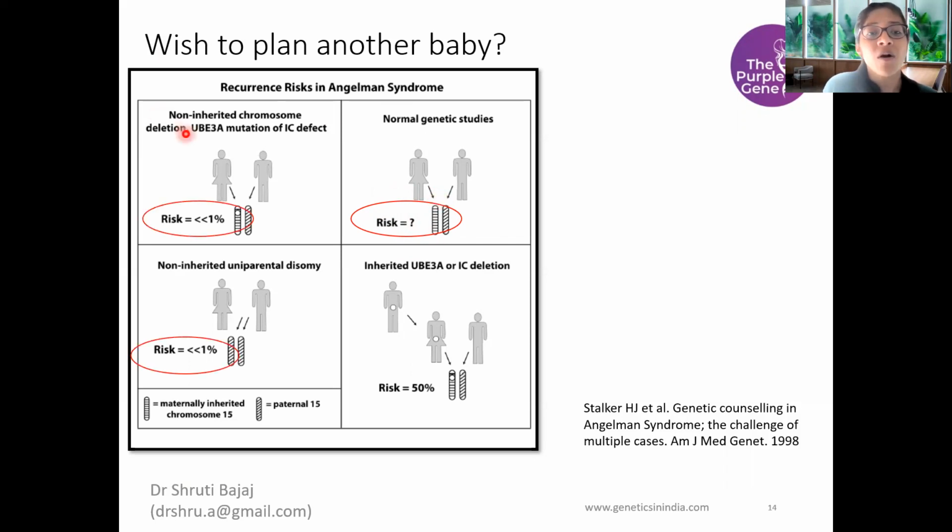Most Angelman syndrome cases are non-inherited, de novo. And it is optimistic to note that in these cases, the risk of recurrence is less than 1%. There are few causes of inherited Angelman where the risk of recurrence can be substantial, going to the tune of 50%. It is very important that all these matters are sorted out and a thorough genetic counseling is sought, ideally prior to the conception of the next baby, which the family is planning.